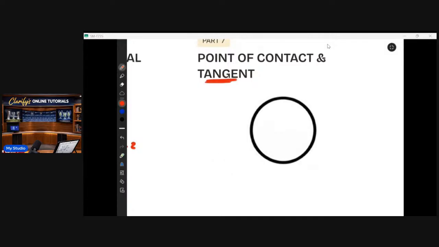Well, point of contact is made by a tangent. So for you to have a point of contact, you must have a tangent. A tangent is a line that just touches your circle at one point.